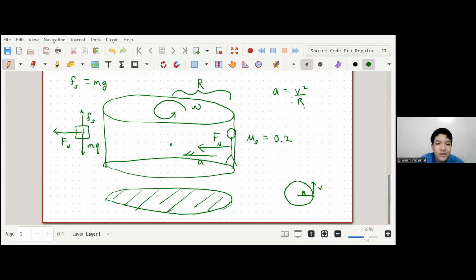Ano pa? Fs must be less than yung maximum friction. Ano ba yung maximum friction dito? Mu s times yung normal force. Okay, what's the normal force?